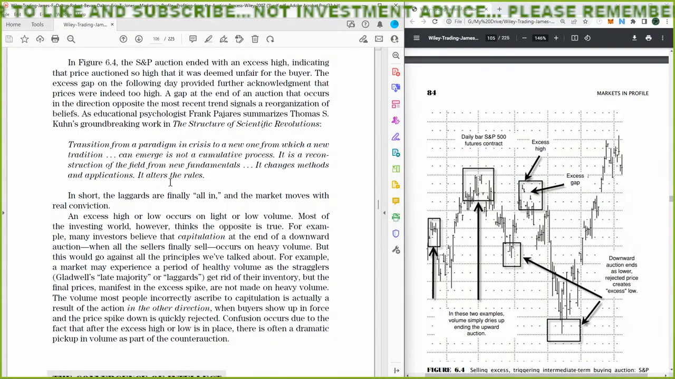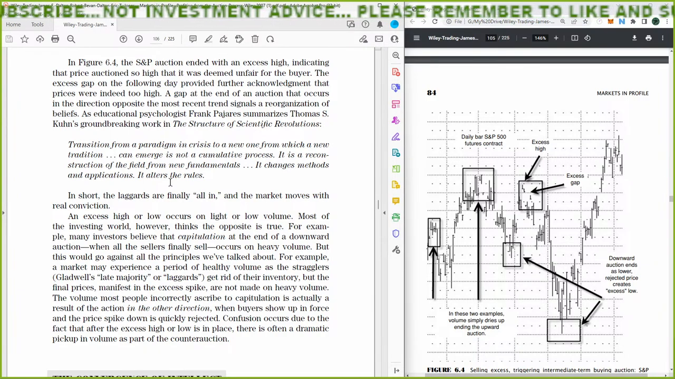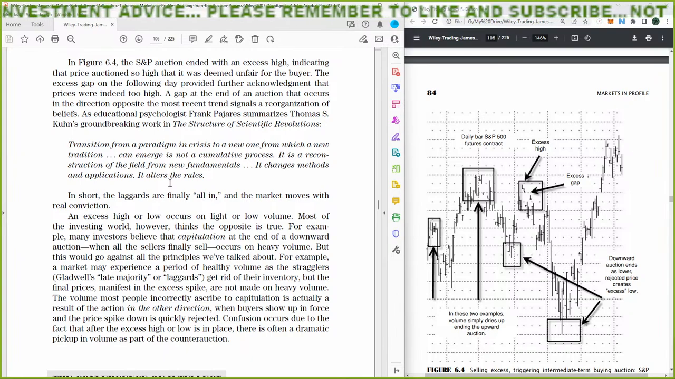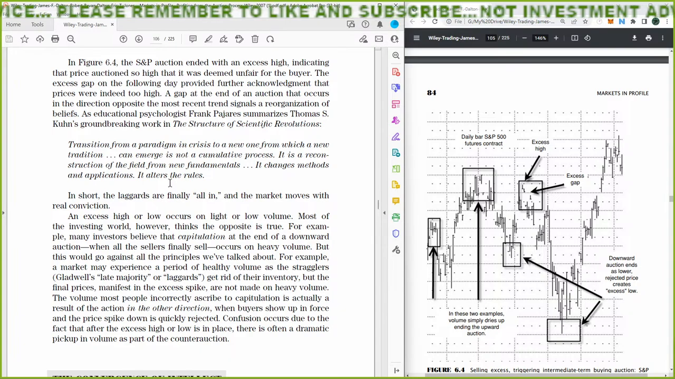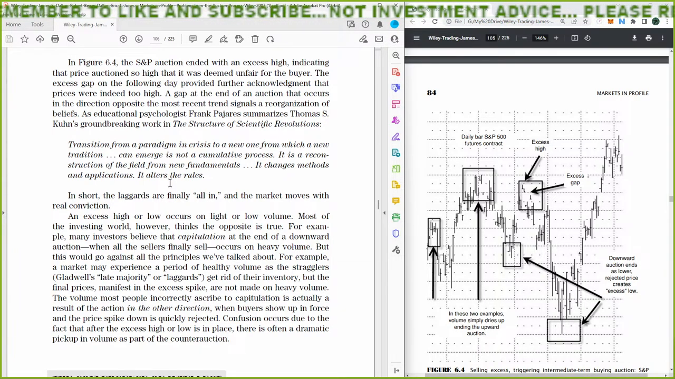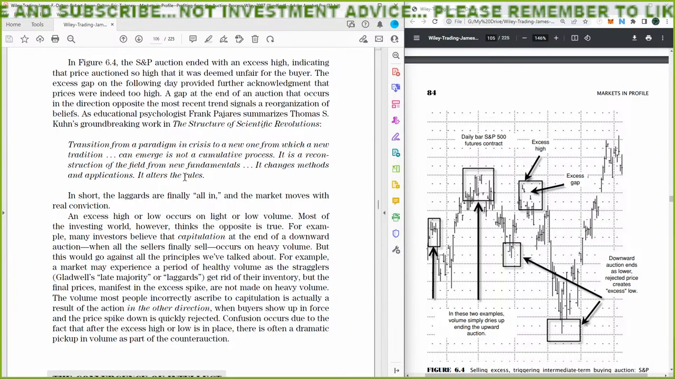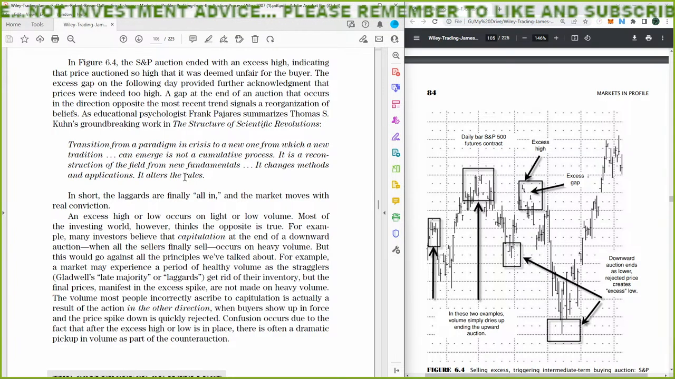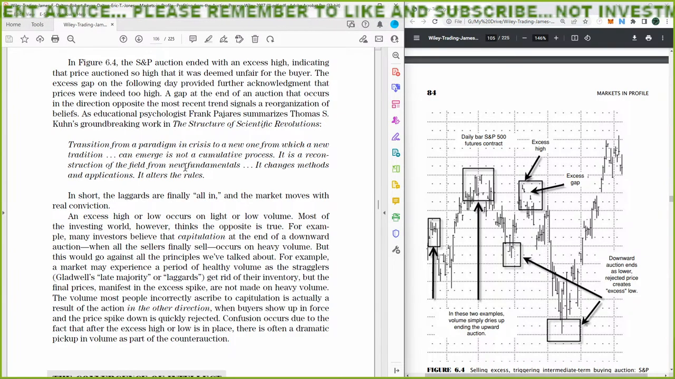In Figure 6.4, the S&P auction ended with an excess high, indicating that price auctioned so high that it was deemed unfair for the buyer. The excess gap on the following day provided further acknowledgement that prices were indeed too high. A gap at the end of the auction that occurs in the direction opposite the most recent trend signals a reorganization of beliefs. As educational psychologist Frank Farahe summarizes Thomas S.